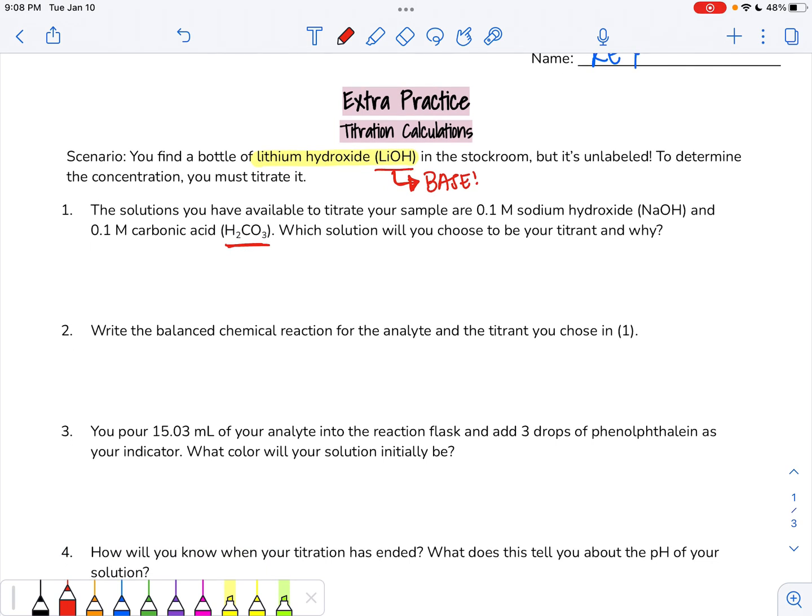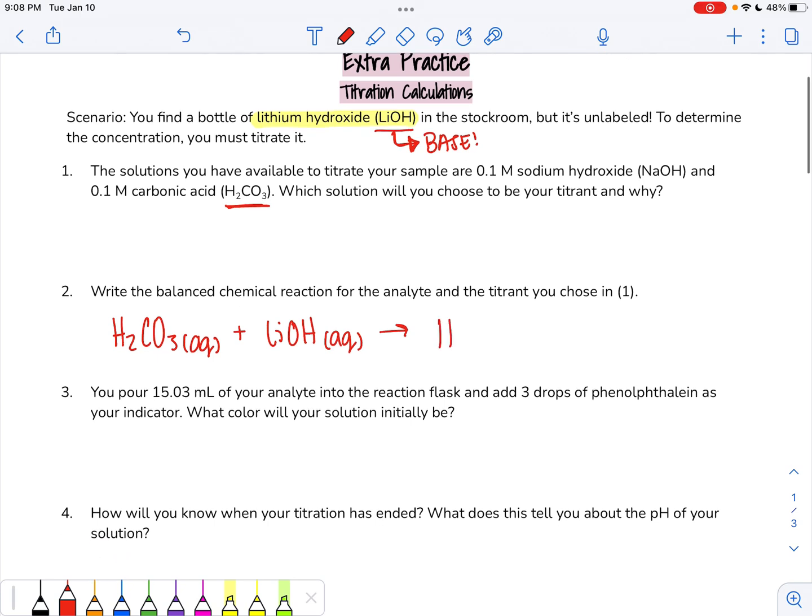So if we want to write a balanced chemical reaction equation for the analyte and the titrant, we know that our titrant is going to be H2CO3, carbonic acid. Our analyte is the lithium hydroxide. So take a second to pause the video. What balanced chemical reaction equation is going to happen here for this strong acid, strong base combination? All right, so hopefully you figured out strong acid, strong base are always going to produce water and a salt. So in this case, we're going to make water, H2O, liquid, plus a salt.